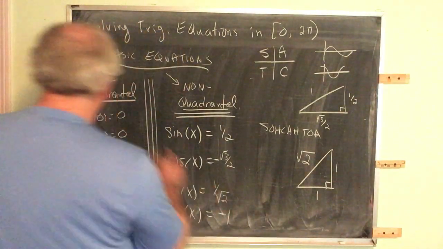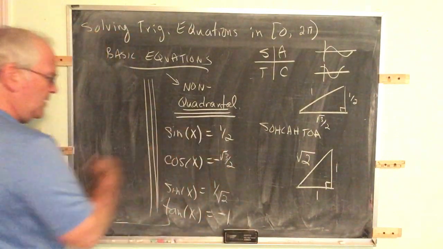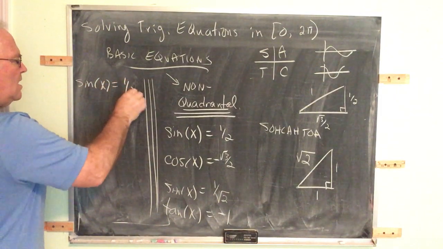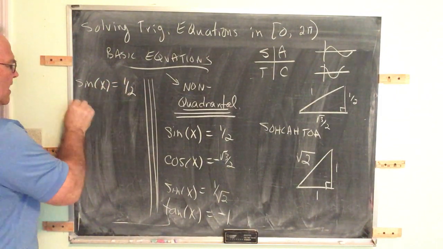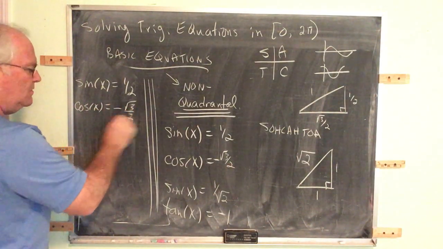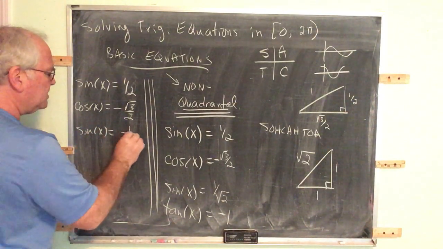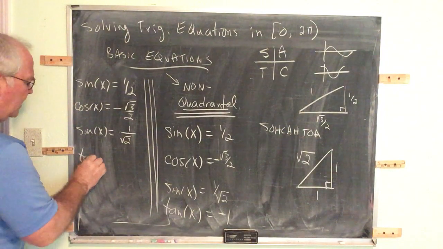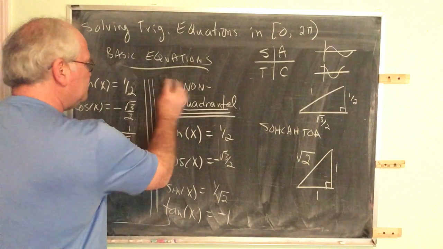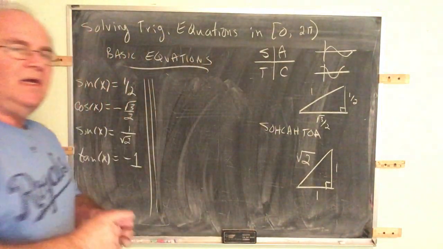All right, so I want to get rid of these and gain myself some space. I'm just going to rewrite these over here. So I have sine of x equals 1/2. I have cosine of x equals negative square root of 3 over 2. I have sine of x is equal to 1 over the square root of 2. And we have tangent of x is equal to -1. And now let's get rid of this so we'll get some more space to play with. And we'll take a look at each of these in turn.